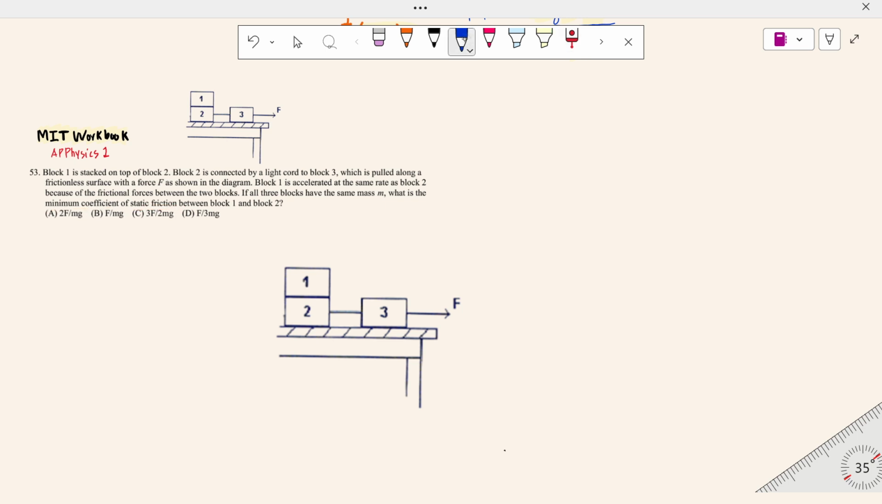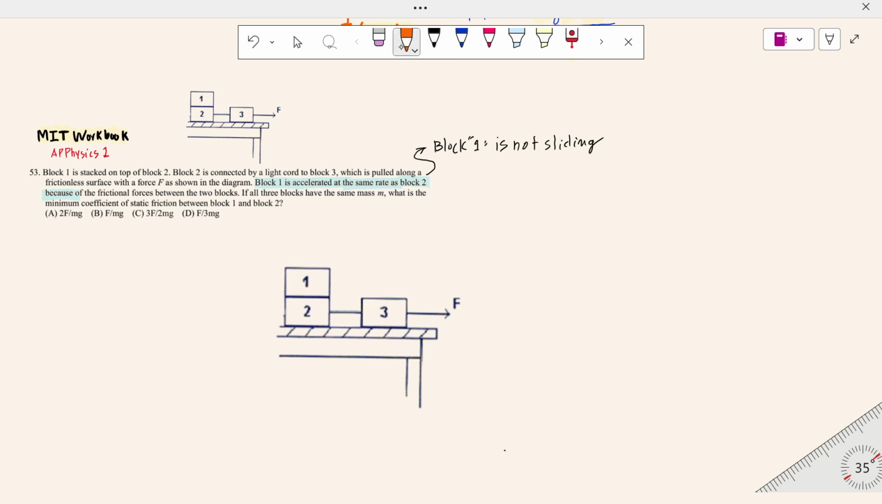Now let's talk about the condition that they have. They have given us a clue, with the help of that we will solve the question. So they say that block 1 is accelerated at the same rate as block 2, which means that block 1 is not sliding. And why is it not sliding? Because it is accelerating at the same rate.